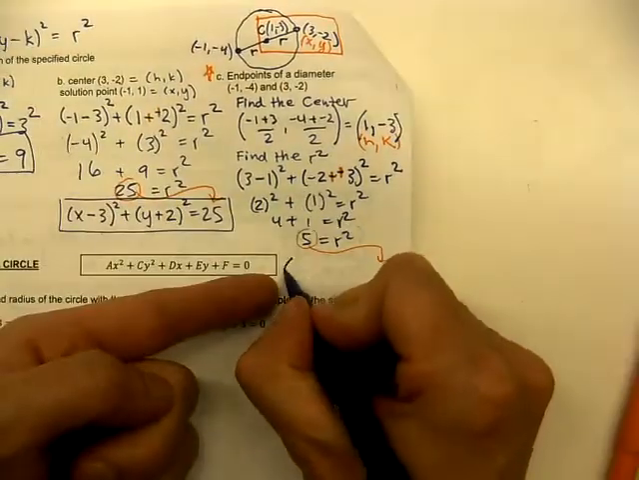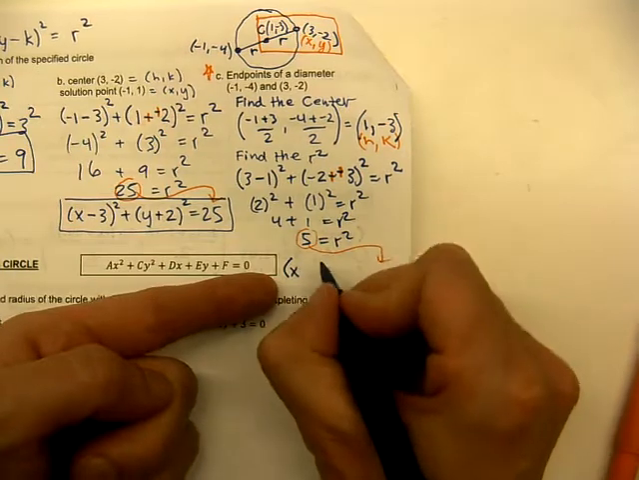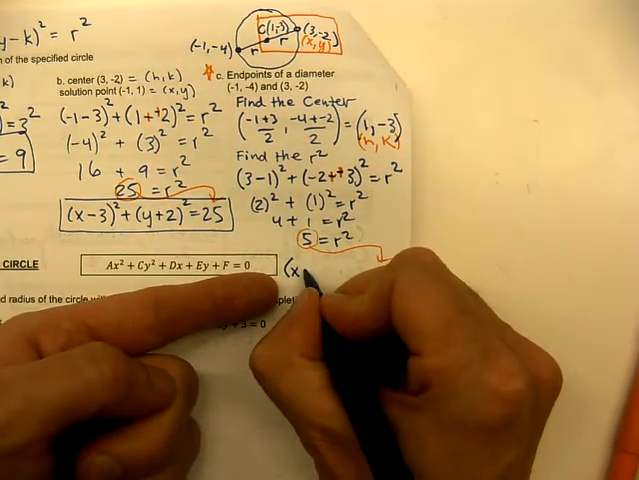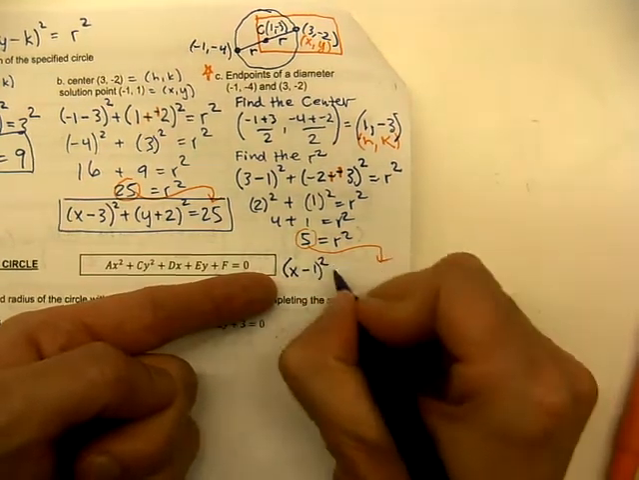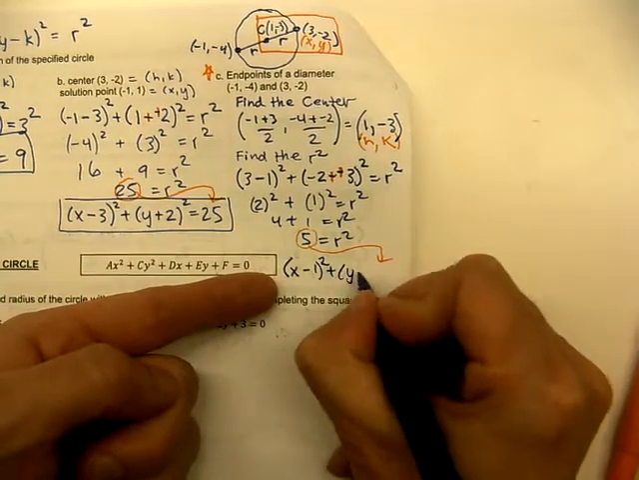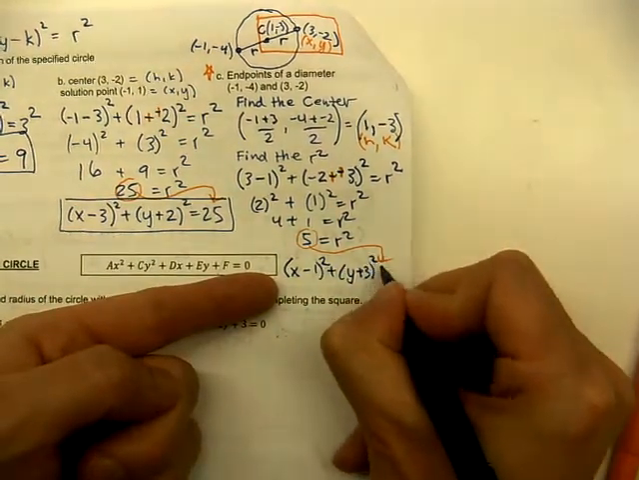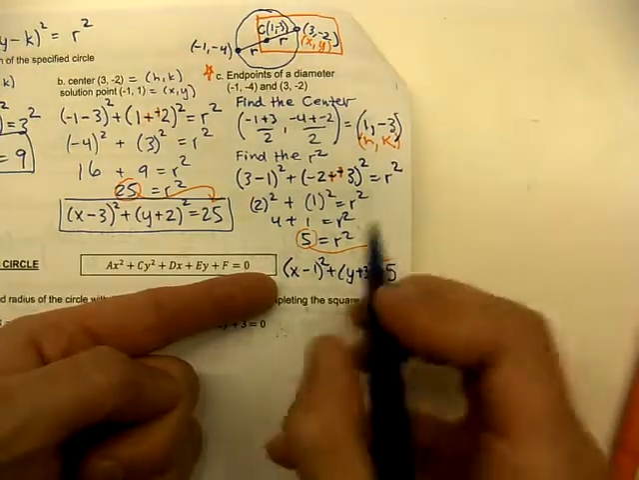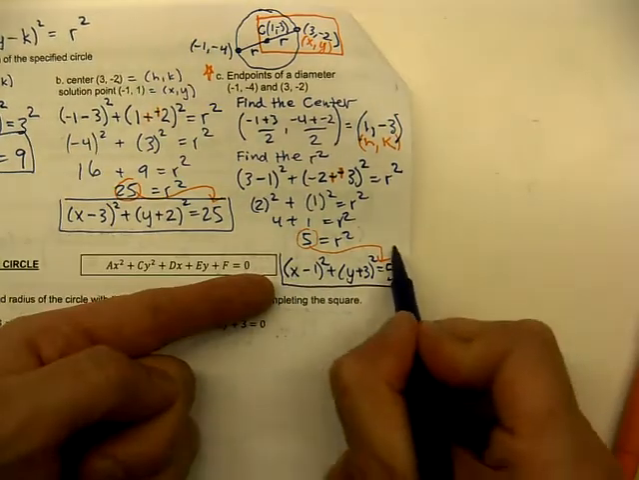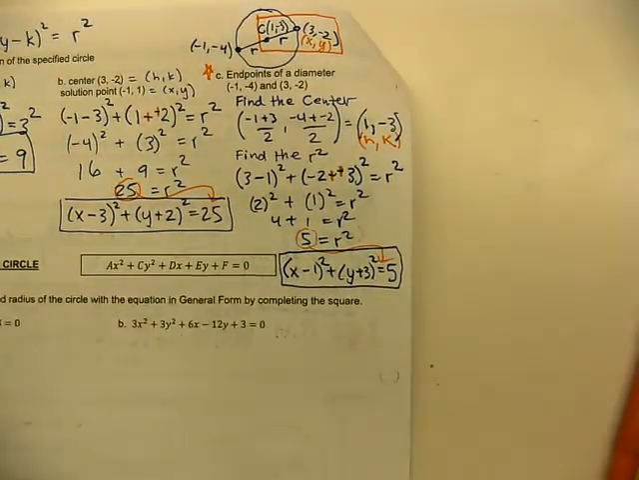So we end up with a final answer of x minus the value of h, so x minus 1, all that squared, plus the y plus 3, quantity squared, equals 5. That's my radius squared. So there's the final answer. That's the equation of that circle.